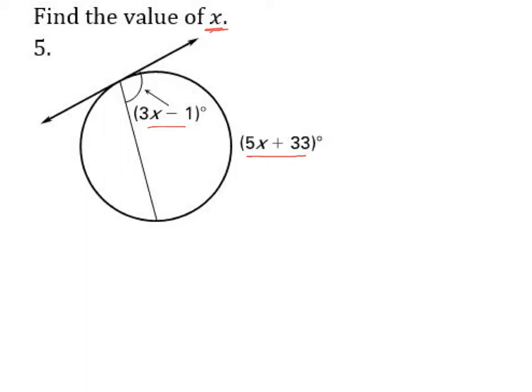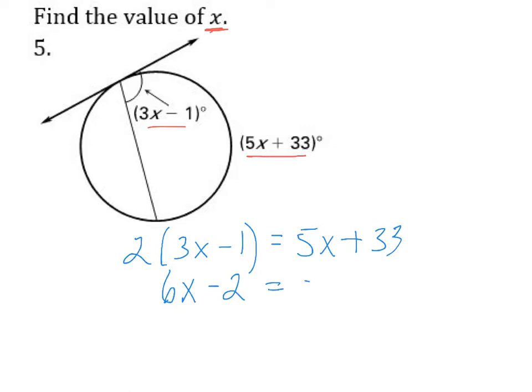Remember, if I take half of this arc measure, then it will be equal to the angle. Or instead, if I double this angle measure, then it will be equal to this arc measure. So let's go that route. It might be a little bit easier. So I'm going to double that 3x minus 1 and set it equal to the 5x plus 33. So we got 6x minus 2. Lastly, it looks like I end up with x is 35.